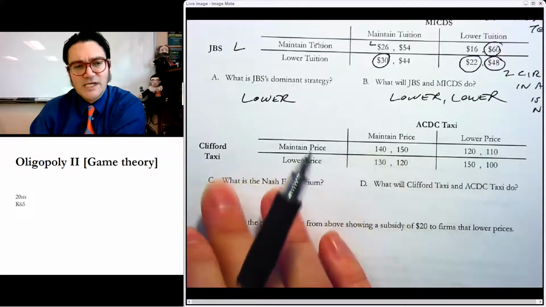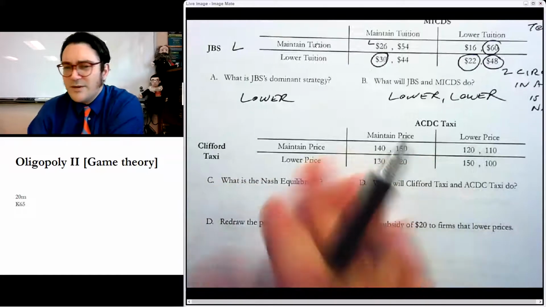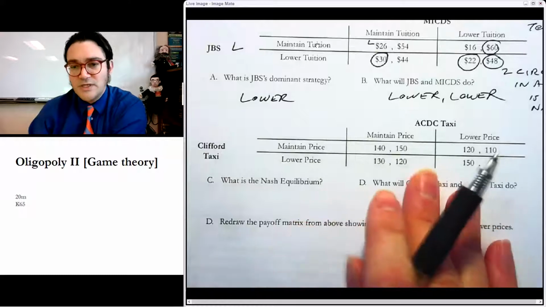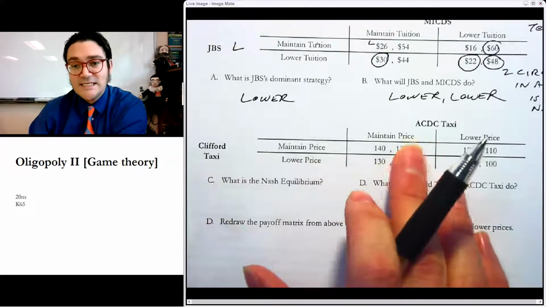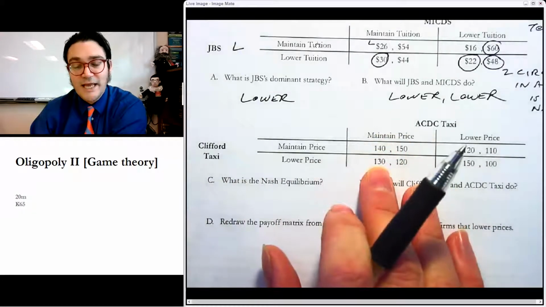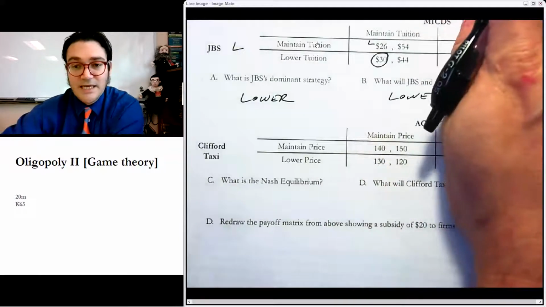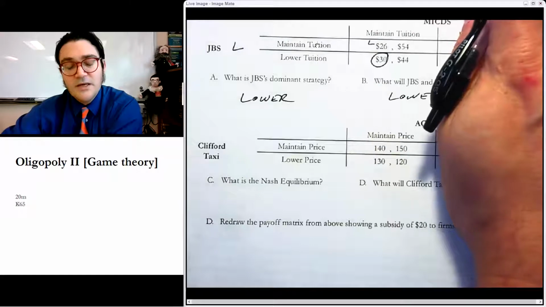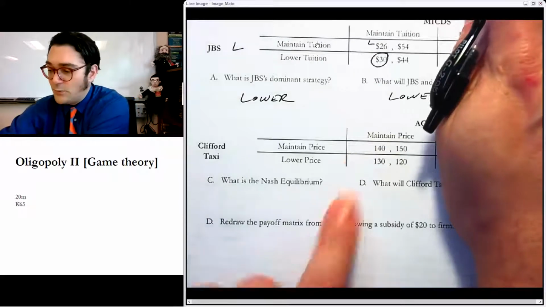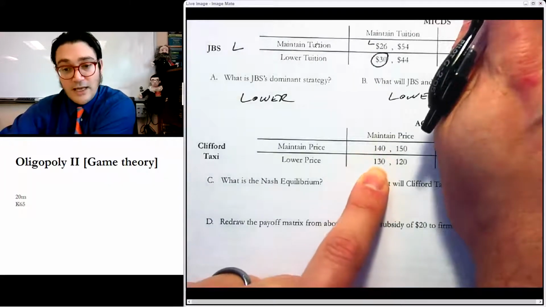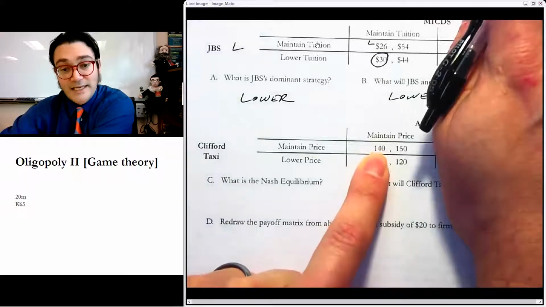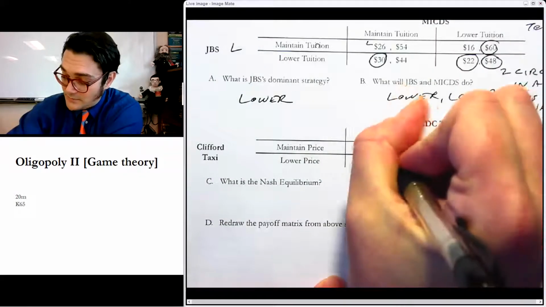Now let's do this last one here. AC/DC taxi and Clifford taxi. And this is from the Jacob Clifford problem, but I feel like we could just do it here together. So let's play as Clifford taxi first. AC/DC taxi will assume that they maintain. So we're going to ignore the right-hand column. When AC/DC maintains, we're just going to look at this one column. Clifford taxi can maintain and get 140, or they can lower and get 130. And so they will maintain and get 140.